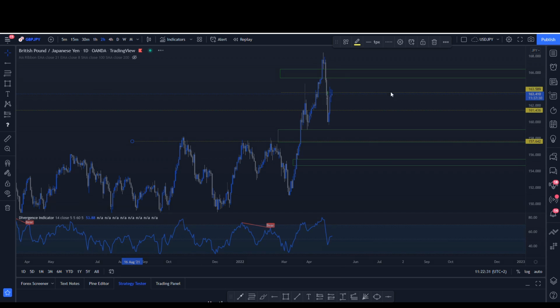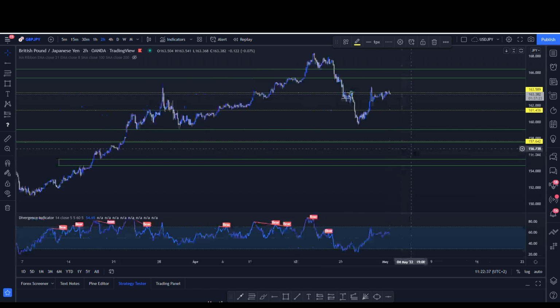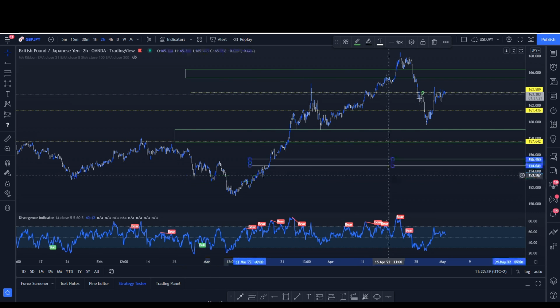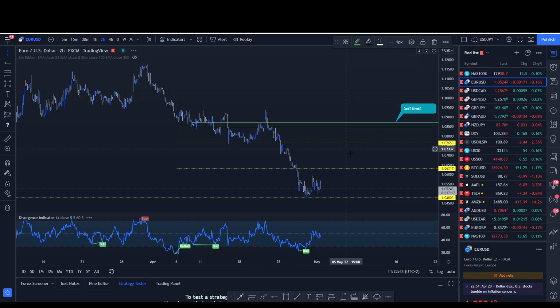So you look for confirmation, let's say on a 1 hour, where you start to see the rising wedge coming up to fall downside, right? That is your GBPJPY. Now let's quickly do EURUSD.